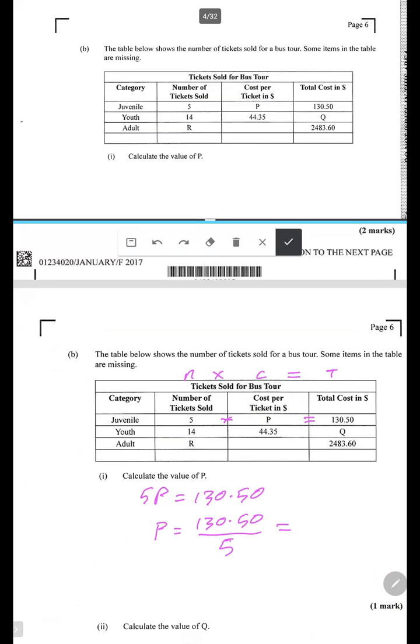Right. And so we'll do this calculation now. 130.5 divided by 5. And so we get 26.10. Yeah, you have to put the 0.10 because it's the money figure you're putting inside here. So you have to put that. All right, so that's that.